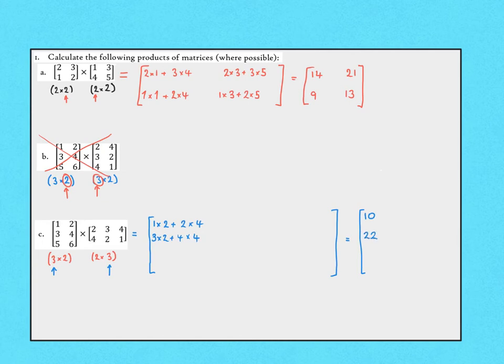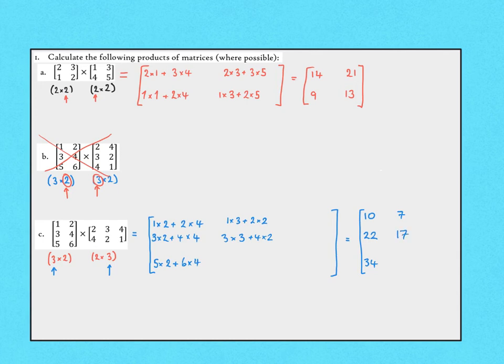and we carry on to give us the bottom left, which will be the bottom row of the first matrix multiplied by the first column of the second matrix. So that's 5 times 2 plus 6 times 4, so that's 10 plus 24, which is 34. We can carry this on with the middle column, so that would be 1 times 3 plus 2 times 2, so that's 3 plus 4, which is 7. Then 3 times 3 plus 4 times 2, so that's 9 plus 8 is 17.